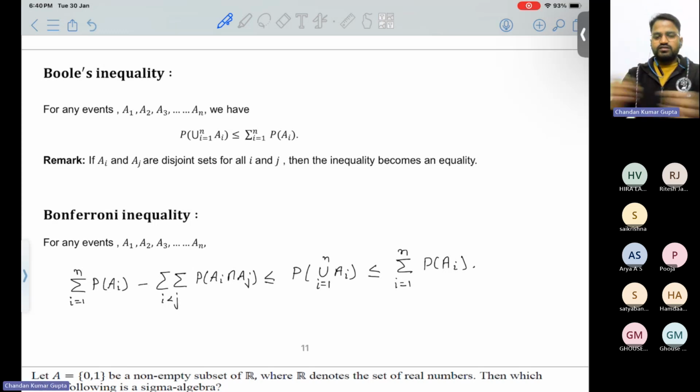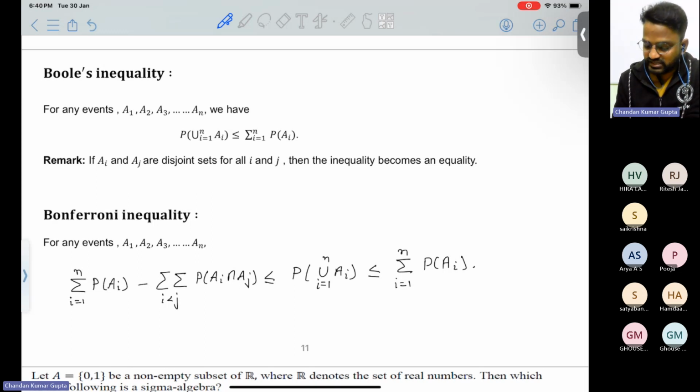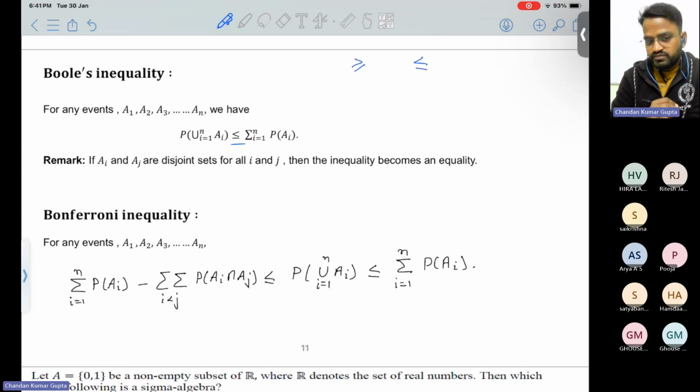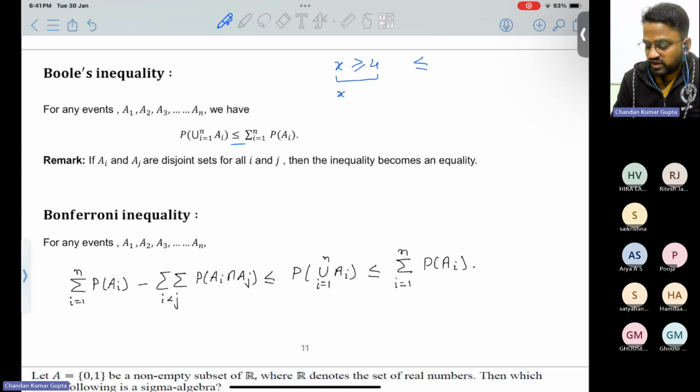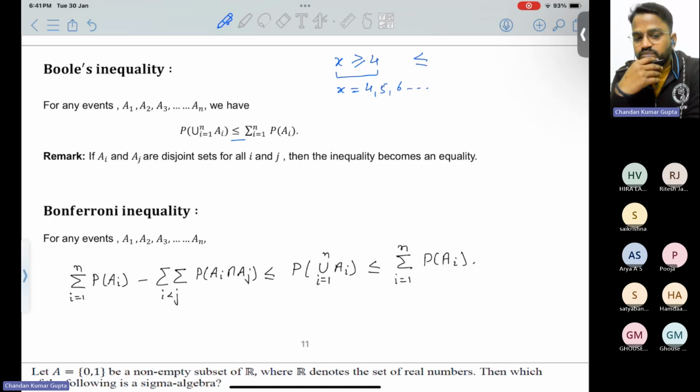Actually, we see here that there is either a greater than or less than symbol already there. In an inequality, there should always be greater than or equal to, or less than or equal to. That means, for example, the value of x is 4 or greater than 4. What we conclude here is that if x belongs to the natural numbers, then x is 4 or 5 or 6 and so on. So it is a bound, no? It is a kind of bound.